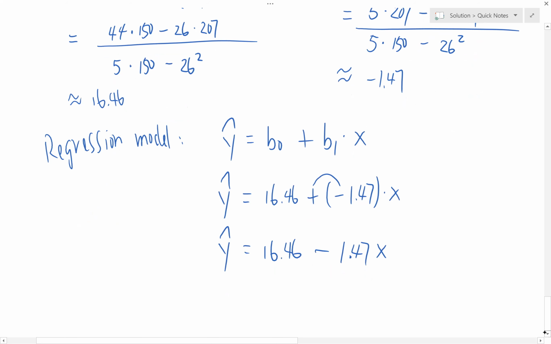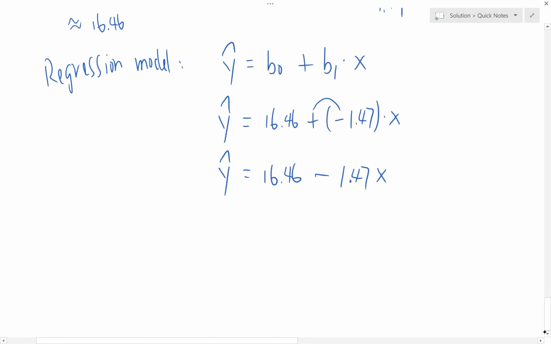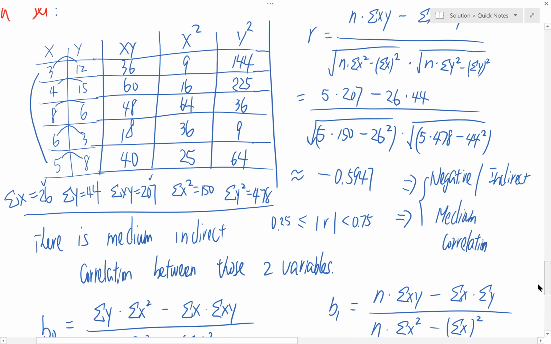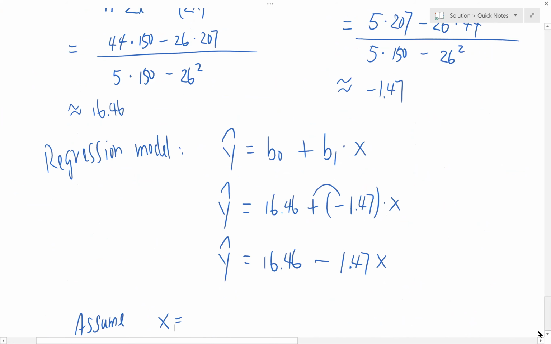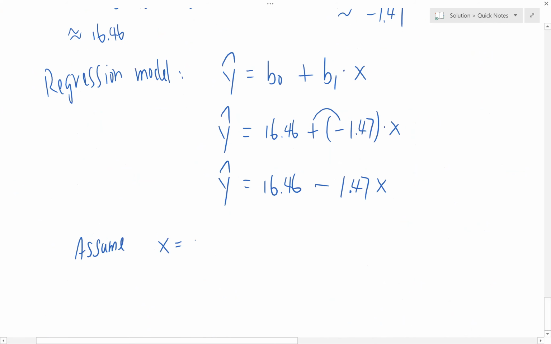Now, again, let's make a prediction about something unknown, right? Let's say when x equals, then pick a known value from the table. We have 3, 4, 8, 6, 5, right? This time, let's pick 6. So predicted y value when x equals 6 would be 16.46 minus 1.47 times 6. And let's see what that is.